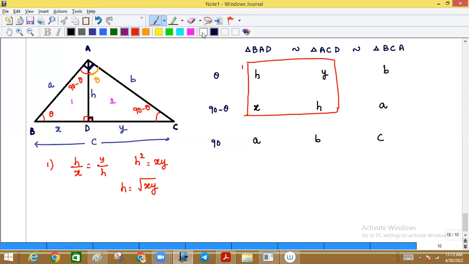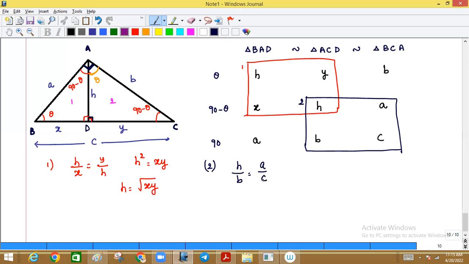Okay. Now I'll take the second. Can I take it as second? And tell me second one. H by B is equal to A by C. How do I find out H? Is it not AB by C? It's AB by C. That's the second formula.